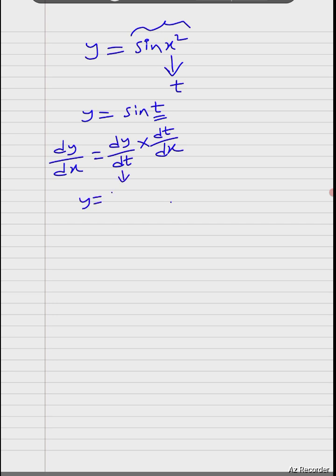Yes. I have y equal to sin t. Then dy by dt is what? From the formula sheet, dy by dt is cos t. Okay. I am done with this first part. In the next part I have dt by dx.